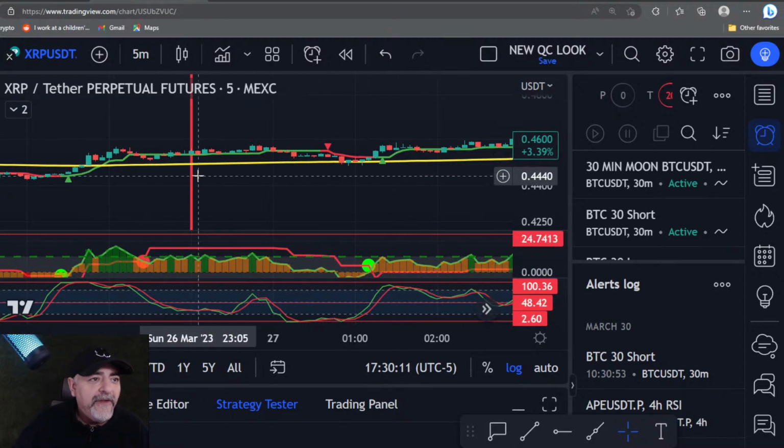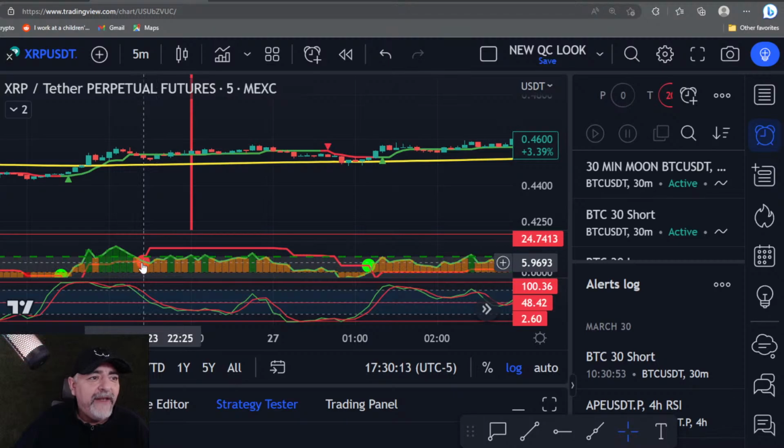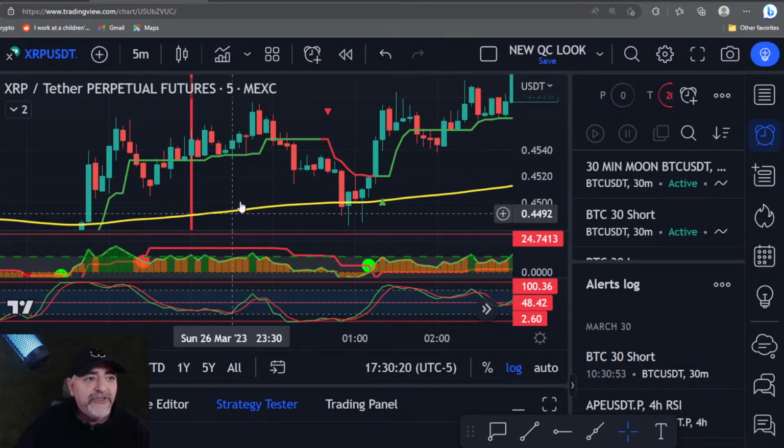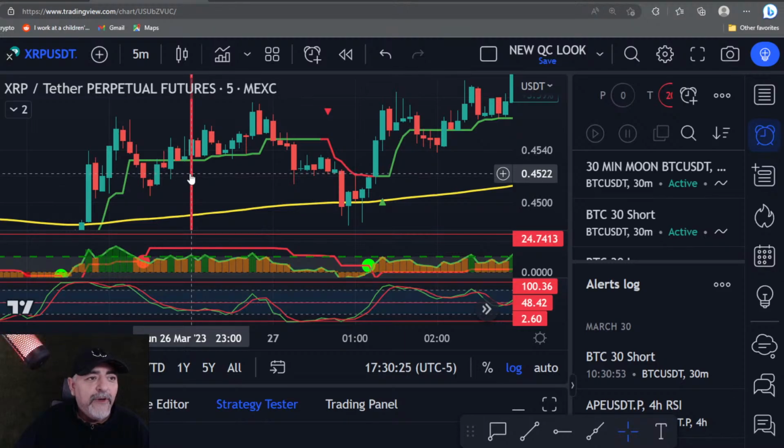So the first thing we do is, here, we take a look. We have a red moon on the 5-minute, right? Which means we cannot enter this trade, because right now we have a red moon. So no entry on this trade. Right here we have a 4-hour red moon, which tells us to enter. We wait.